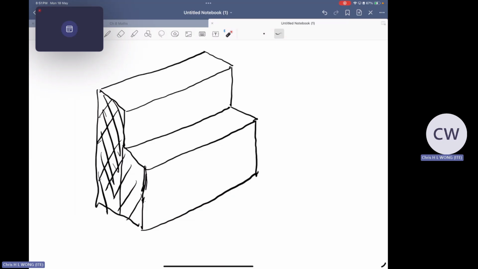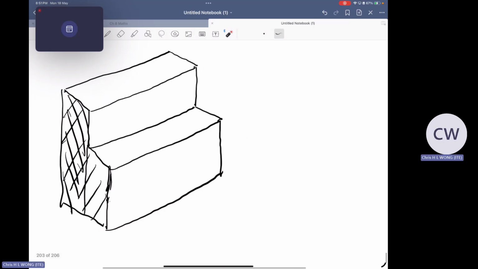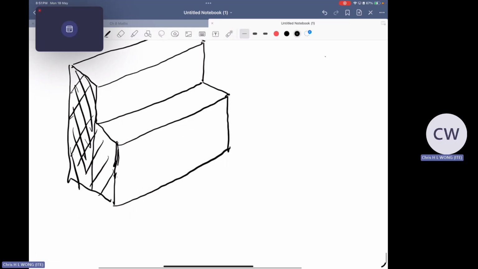I'm going to give you another one. You tell me how to find the volume. If I give you a shape, I give you this shape, tell me how you find the volume.